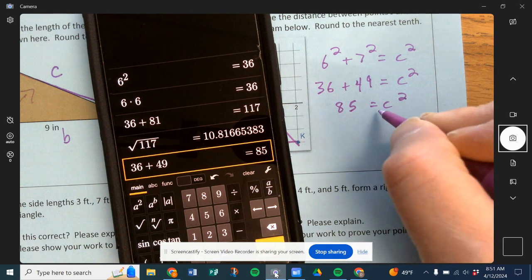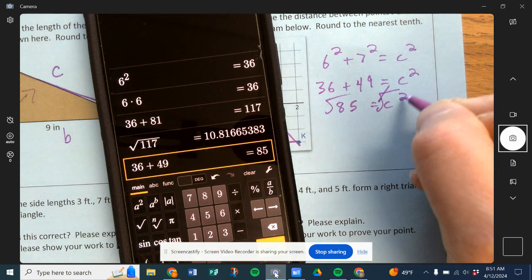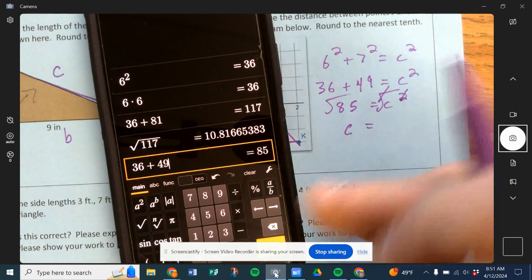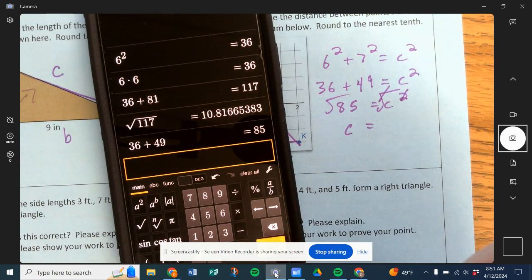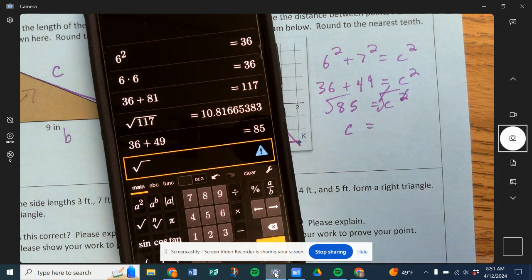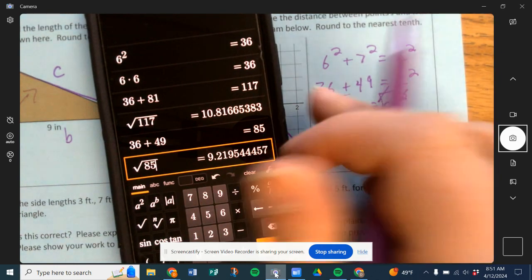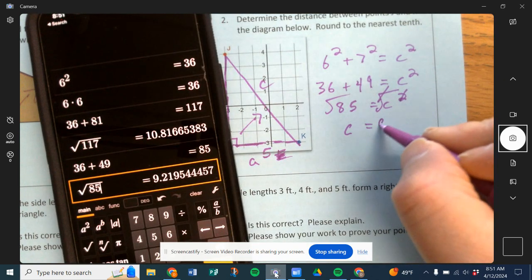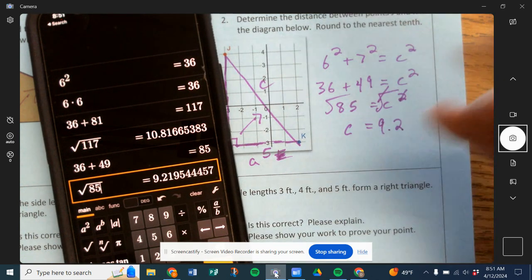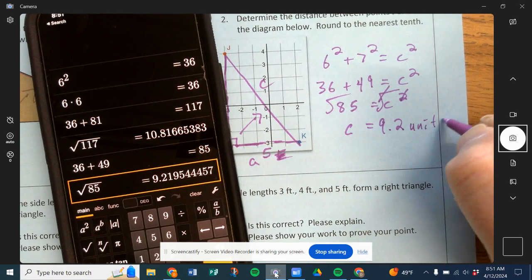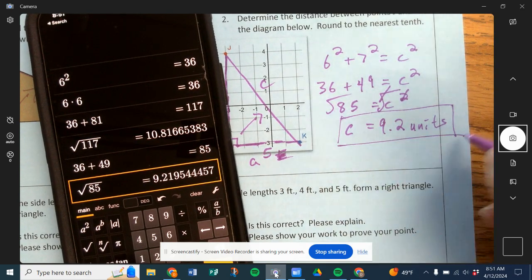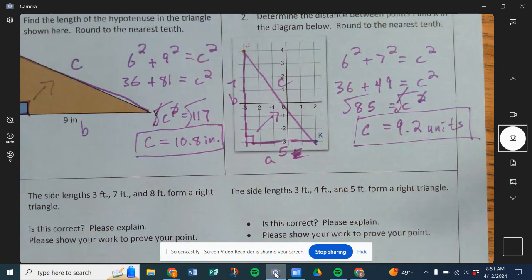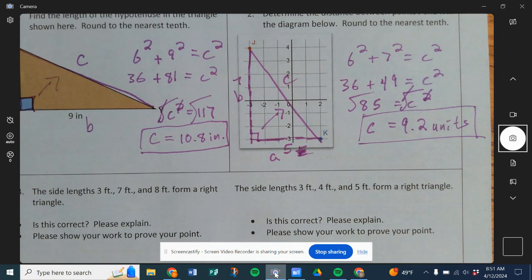Okay, and then I'm going to square root both sides, and that leaves me with C equals the square root of 85, which is 9.2 when we round to the nearest tenth. 9.2 units, you'll say, because I don't have any units on here, so I don't have inches or meters or whatever.